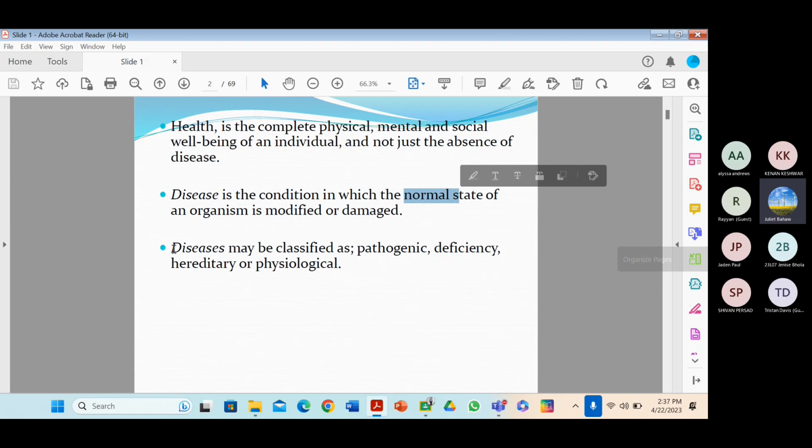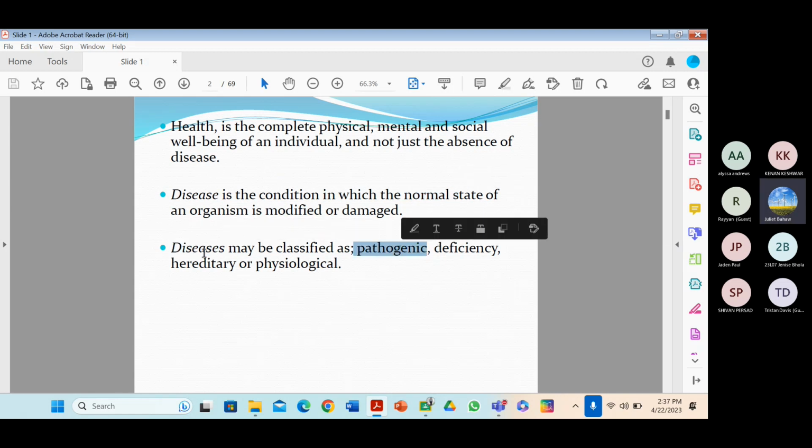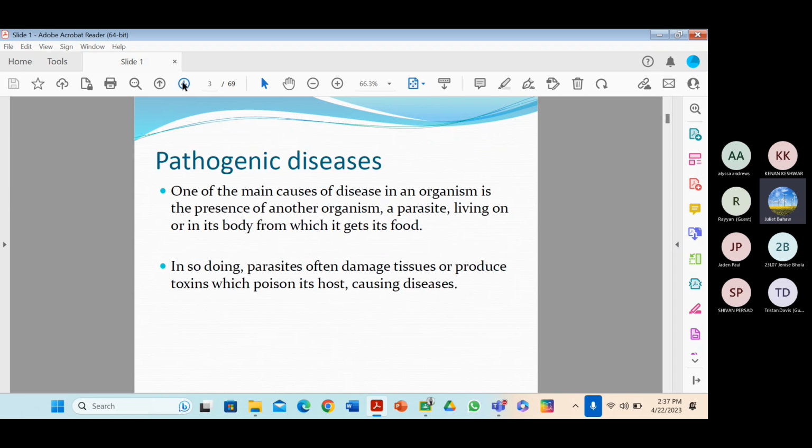All right. So you have different kinds of diseases. You have pathogenic, deficiency, hereditary, or physiological. So these are the 4 types or 4 categories of disease. Let's talk about pathogenic first. Now the word says it, pathogenic comes from the word pathogens.